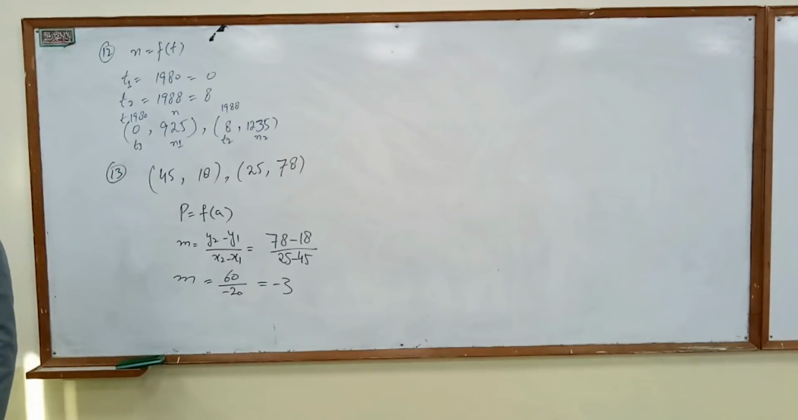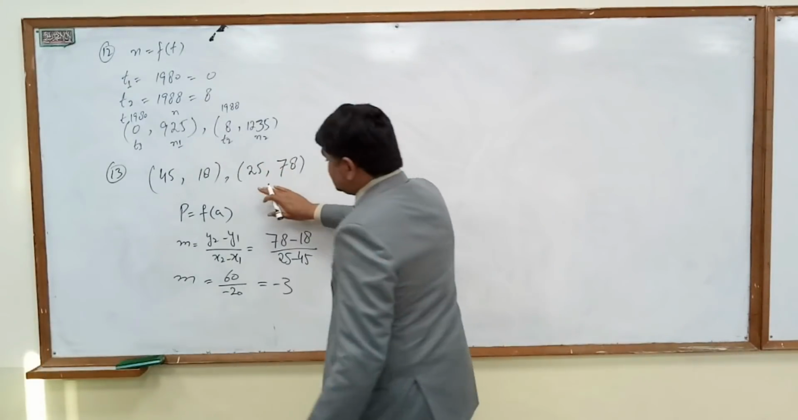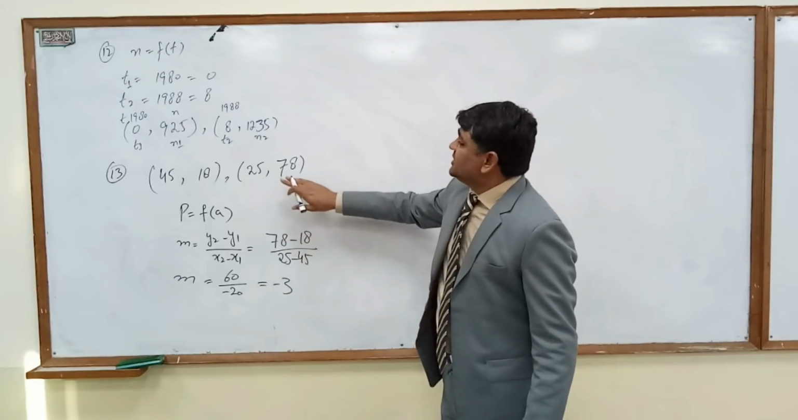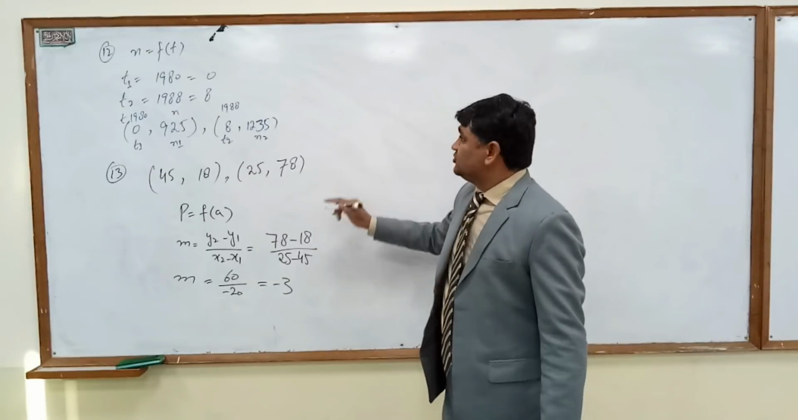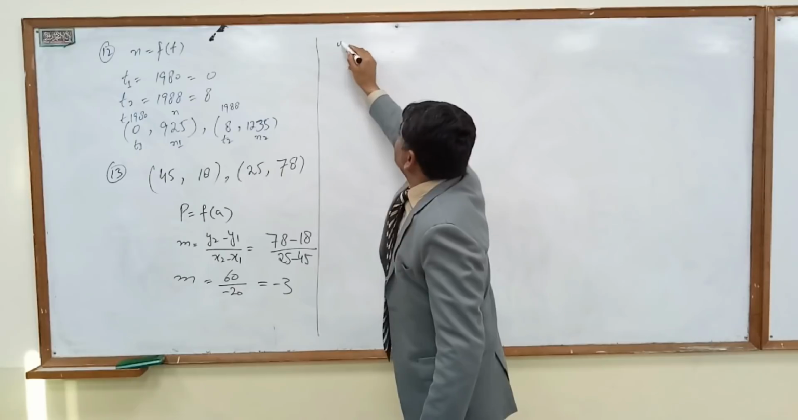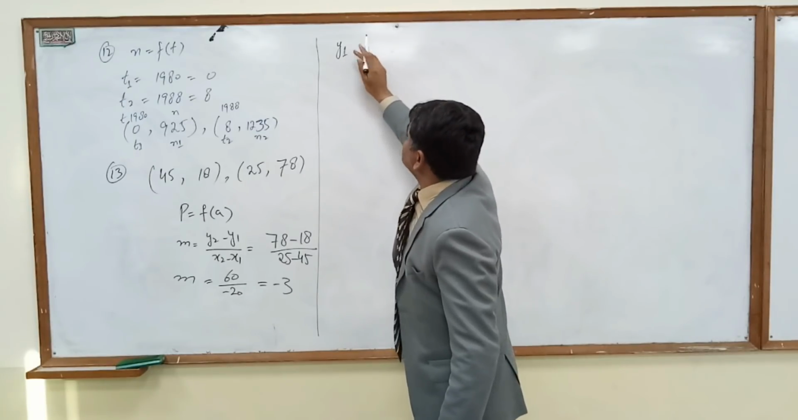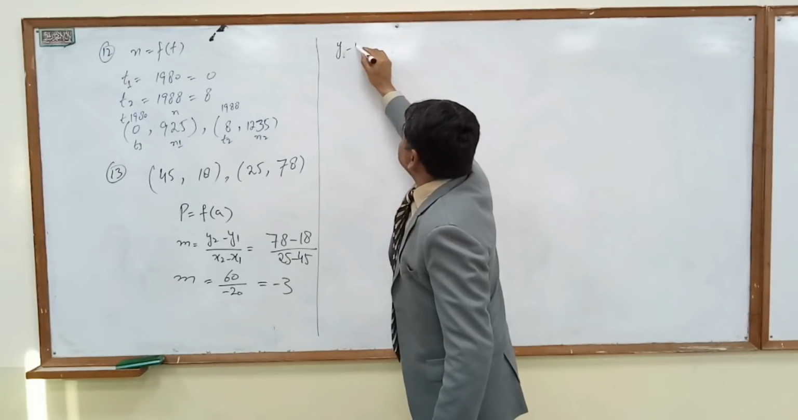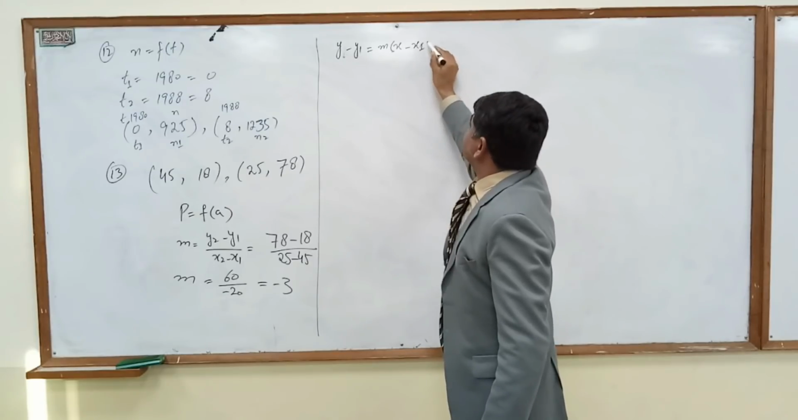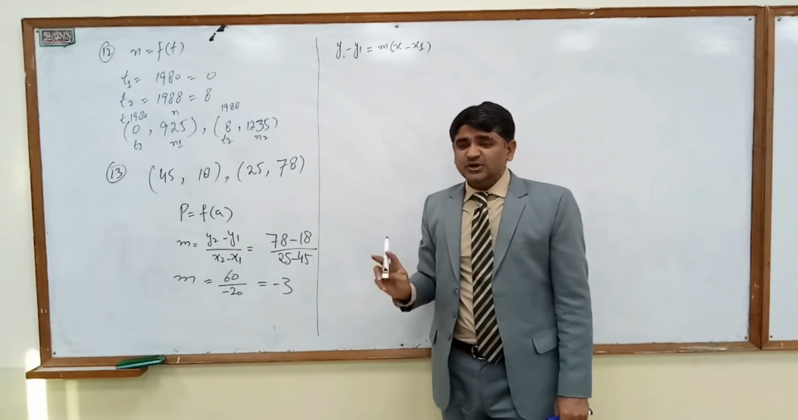But in part A we have to determine the function P is f of A. So we have 2 points. First we determine the slope. After determining the slope, we can place any of the points into the point slope formula. For better understanding, the point slope formula is y minus y1 is equal to m into x minus x1.